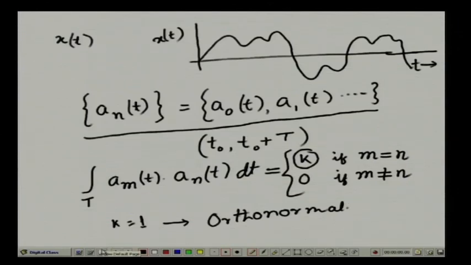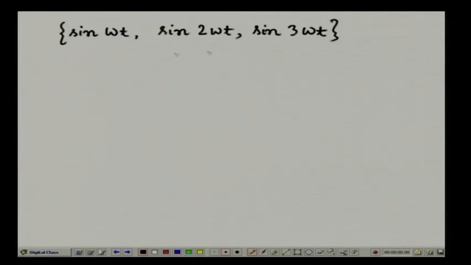Let us just take an example of what we mean by this. Suppose we take a set like this: sin(omega t), sin(2 omega t) and sin(3 omega t). So, this is my set of functions a_n(t).